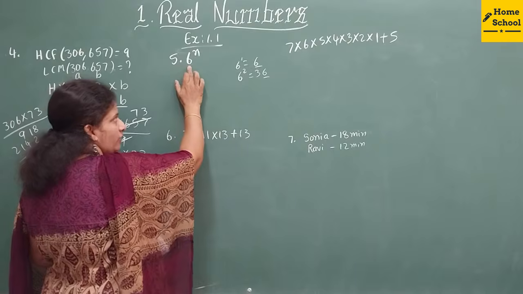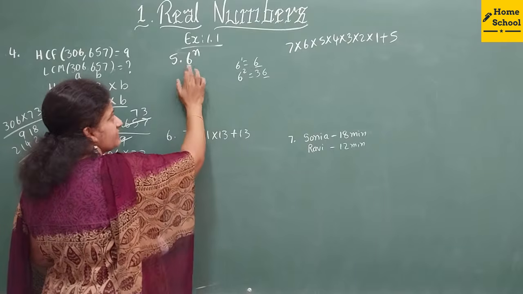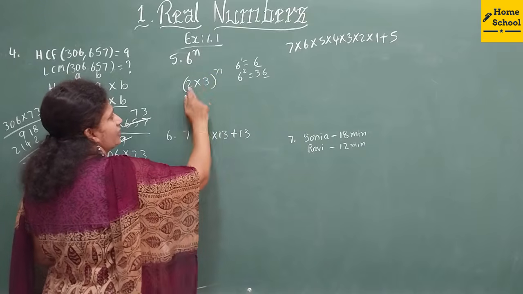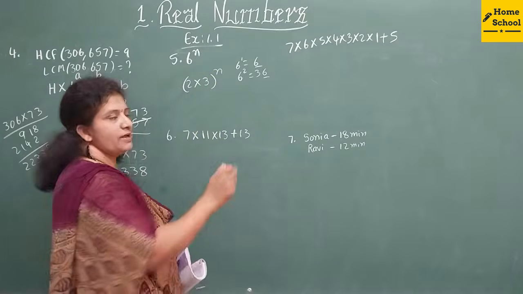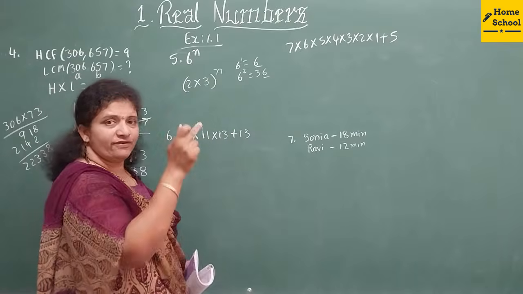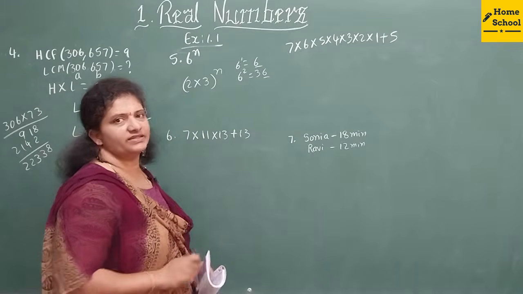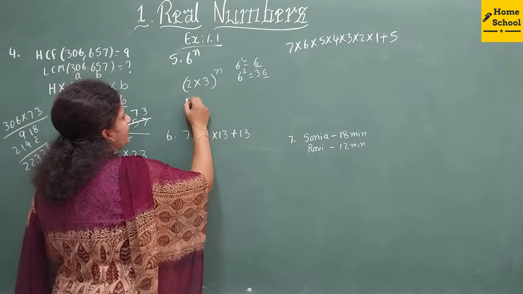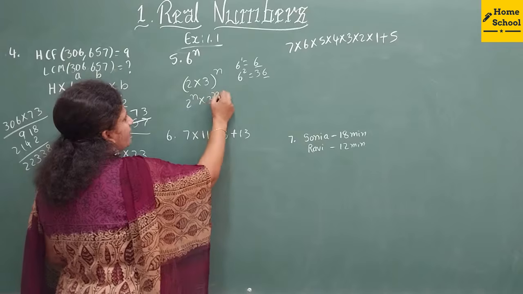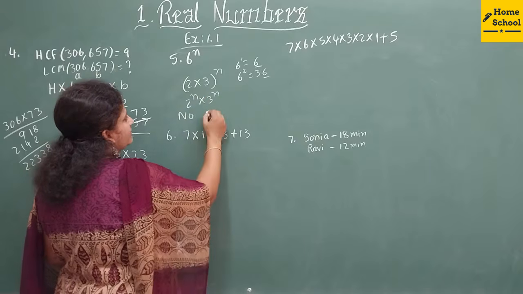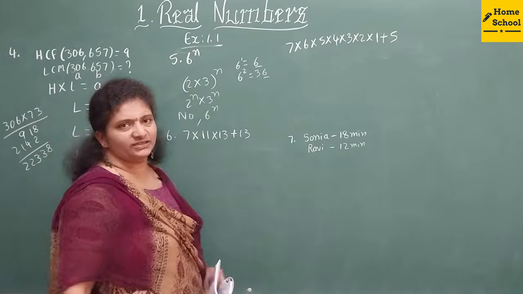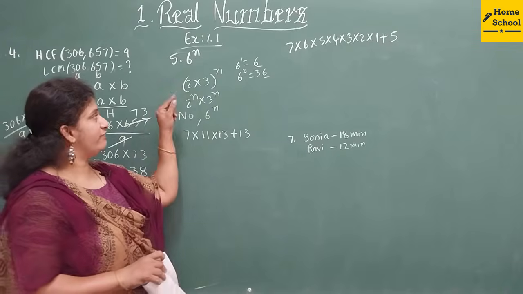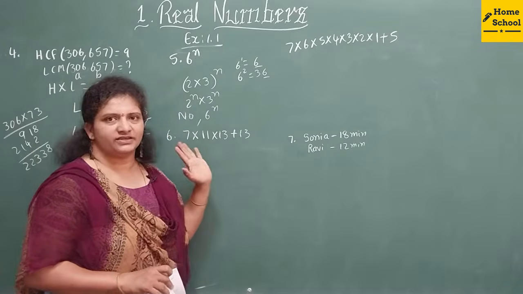The number you have is 6 power n. If we split 6 into prime factors, we get 2 into 3. So what are you going to get here? 2 power n into 3 power n. I can say here that 6 power n cannot end with the digit 0 for any natural number. Suppose if you have a 5 here, then definitely it ends with the digit 0.